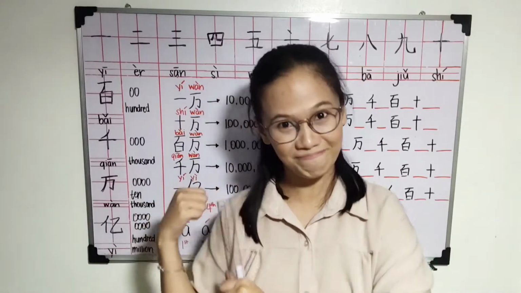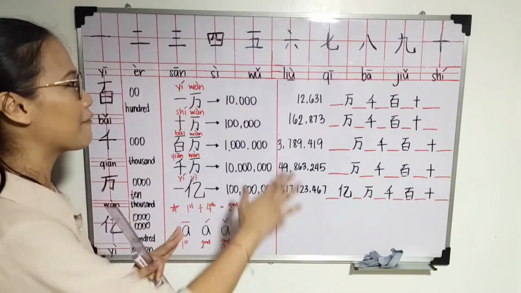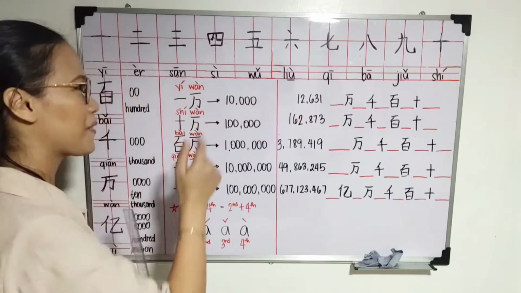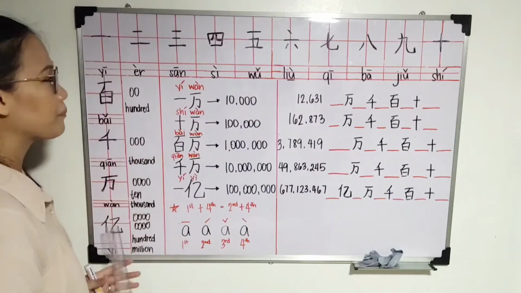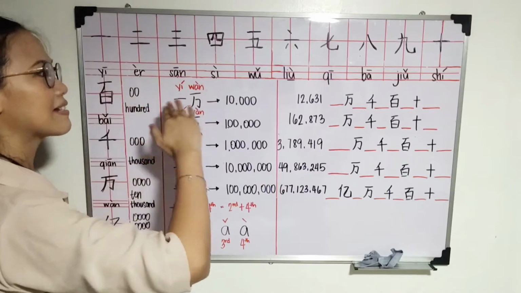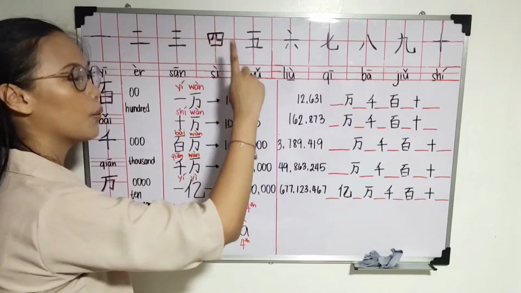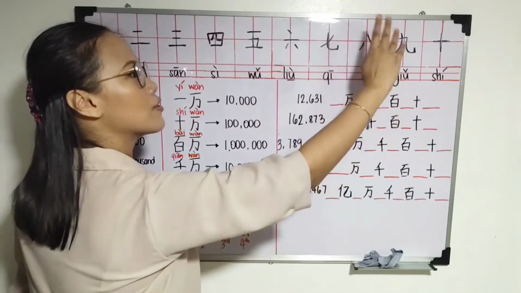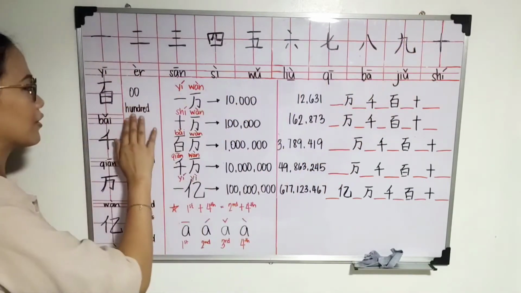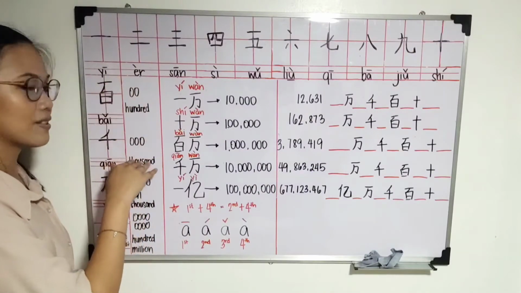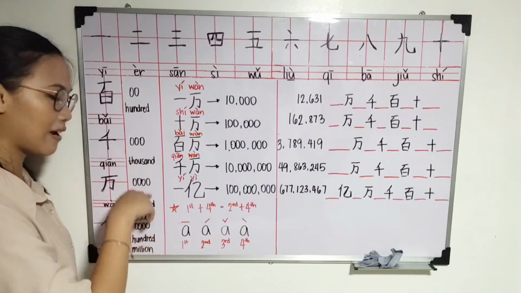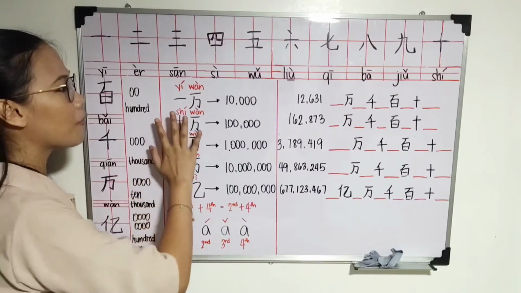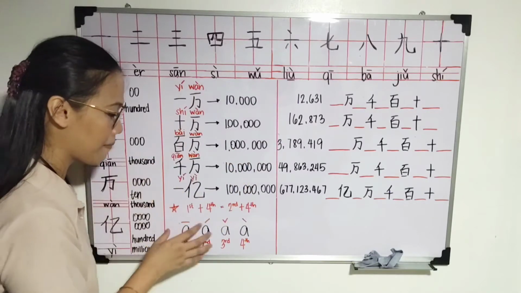So let's proceed. Let's have a quick review on how we read all of this. Remember, 1, 2, 3, 4, 5, 6, 7, 8, 9, 10. So 1, 2, 3, 4, 5, 6, 7, 8, 9, 10, 100, hundred, thousand, 10,000, and 100 million. Before I teach you this one, let me just tell you something about the intonation.